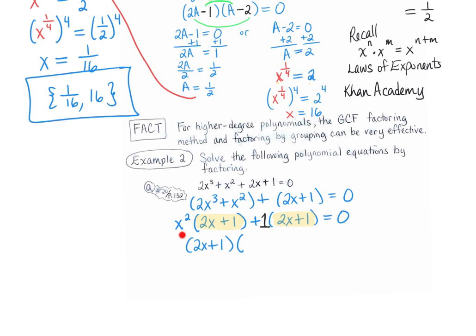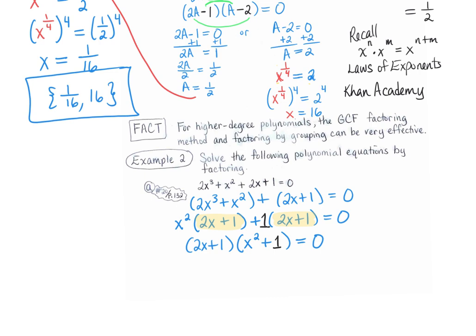This is x squared times the quantity 2x plus 1, plus 1 times the quantity 2x plus 1. At this point, we're going to factor out this highlighted yellow part. So when we pull this out from here, what are we left with? x squared plus 1, because we pulled this part out. So we're left with x squared plus that 1 equals 0.